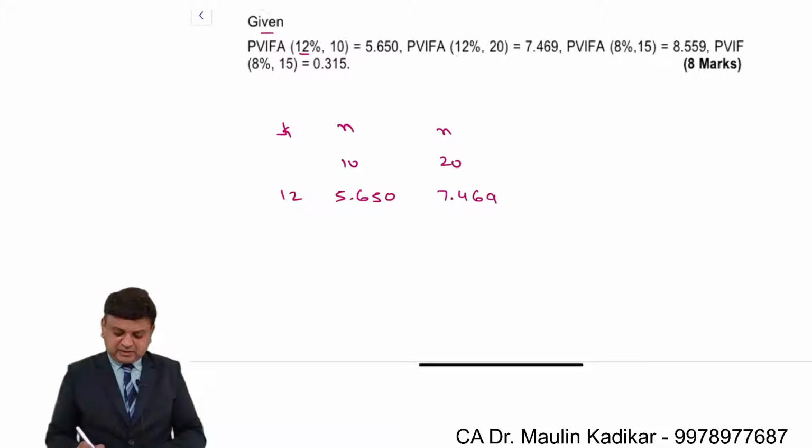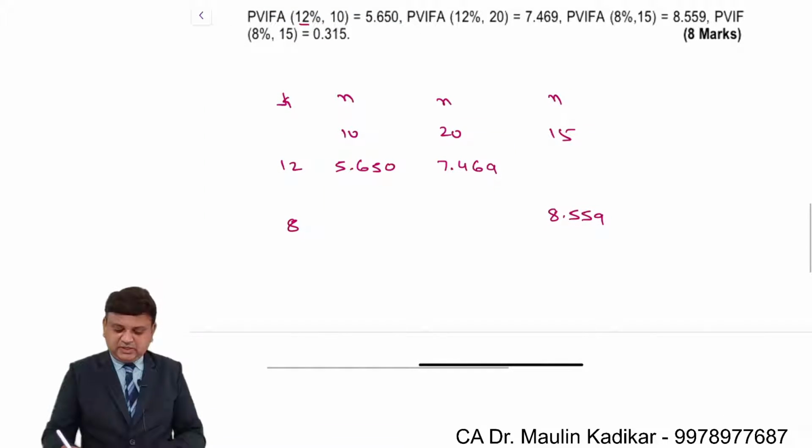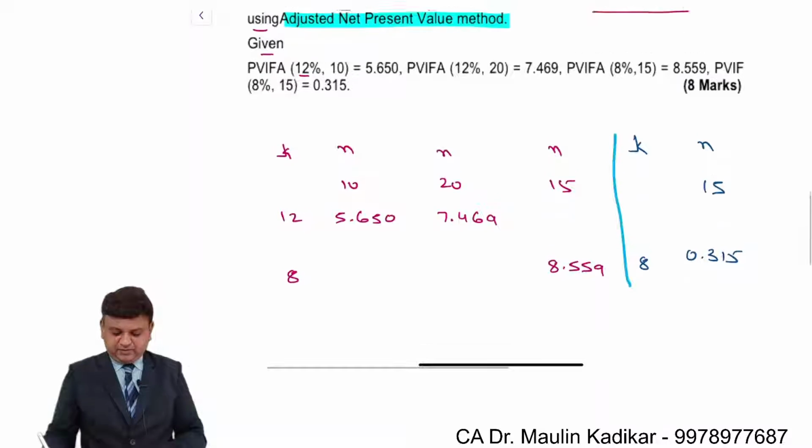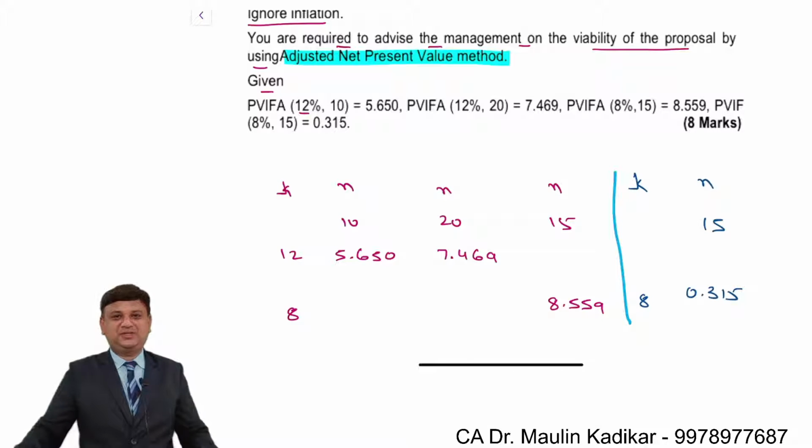PVIFA is given at 8% for 15 years, that is 8.559. And PVIF at 8% for 15th year. So all these are PVIFA, and one PVIF is given. So cost of capital is 8% and for 15th year PVIF is given 0.315. Please go through the question.